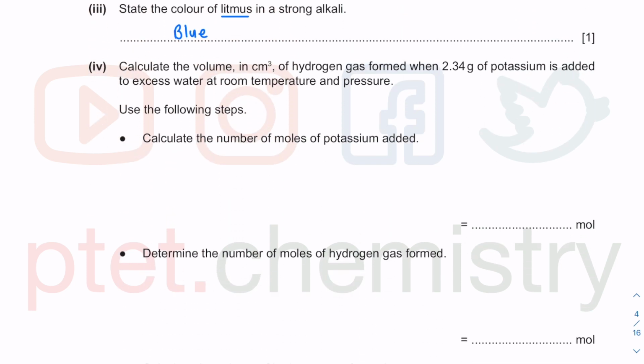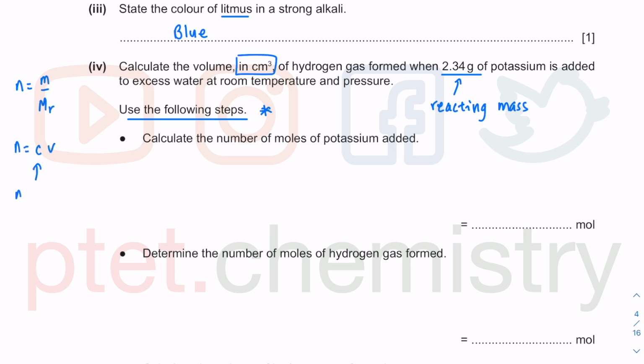Now calculate the volume, and you want it in cm cubed. Use the following steps. So the question tries to guide you step by step. So first of all, this is potassium. These are what you call mass. So this is using the idea of reacting mass. There are 3 formulas for mole. Mole equals mass over Mr. Mole equals concentration times volume, where concentration is in mole per dm cubed, and then there is the volume of solution in dm cubed.